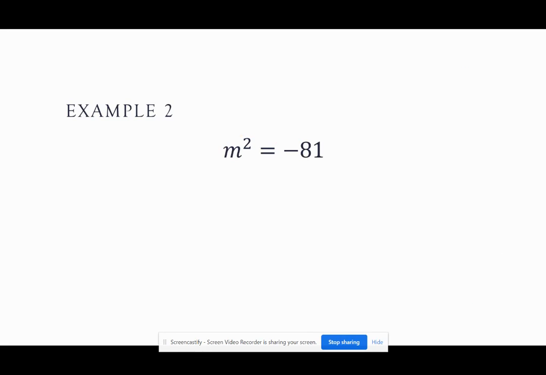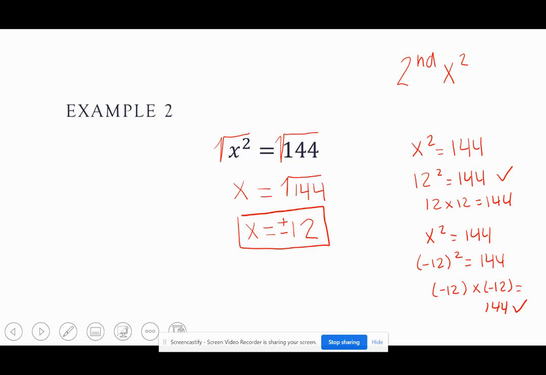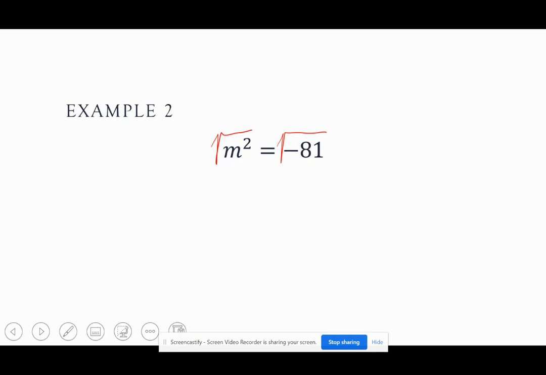Okay. Last example, we have m squared equals negative 81. Again, I'm just going to take the square root of both sides. When I take the square root of a squared number, the m just gets released, and then I have the square root of negative 81. So all I have to do is do second x squared, and then type in negative 81. But when I do that, what happens?